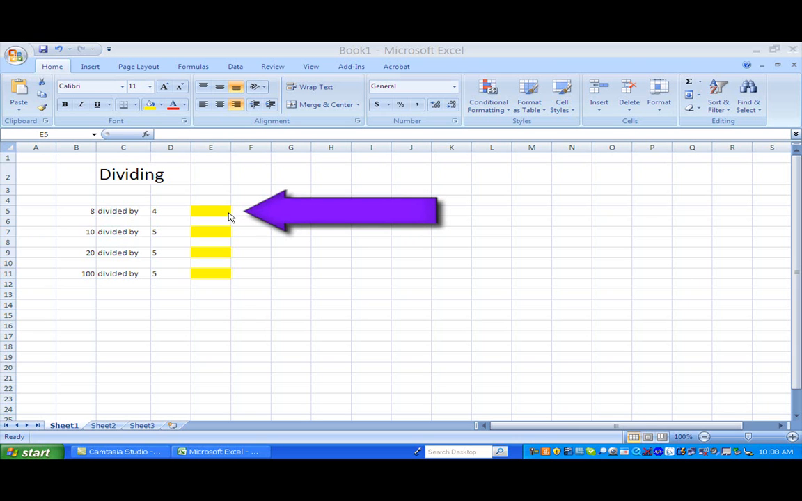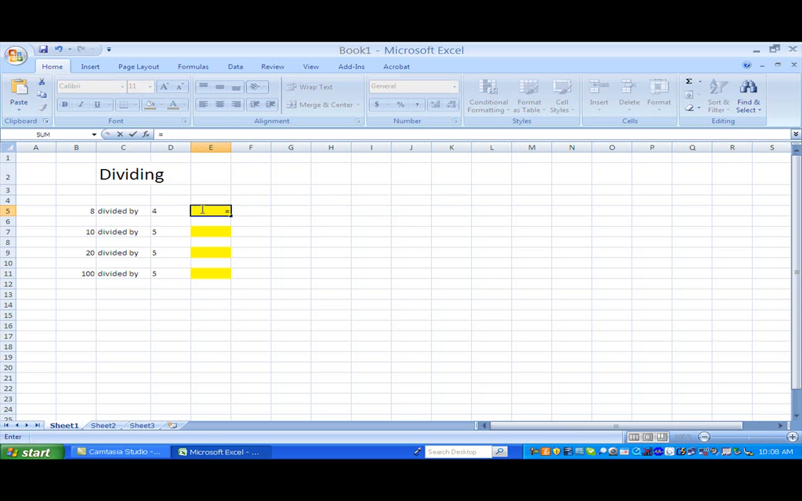I have 4 problems set up here. The first problem, you'll notice I have a yellow box for the answer. The problem says 8 divided by 4. So in the yellow box where I want the answer to appear, what's the first key I always push when I'm doing a formula? Equal sign, exactly right. So equals, now I click just the way I read the problem. The problem reads 8 divided by 4. So I click the 8 first, then the divided by sign.